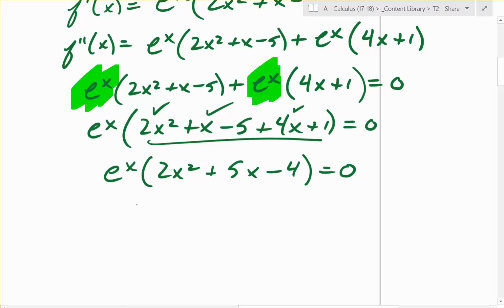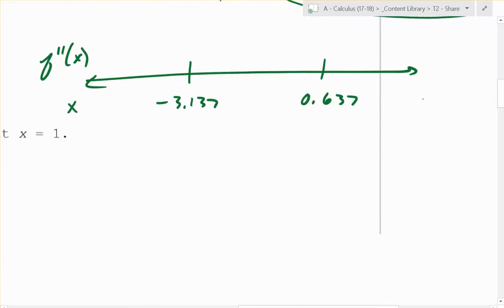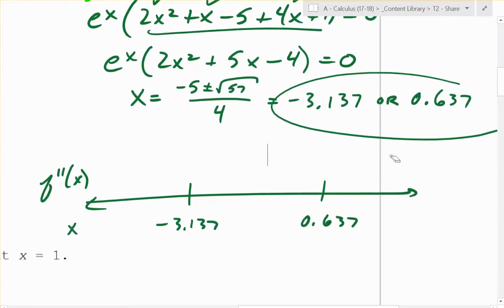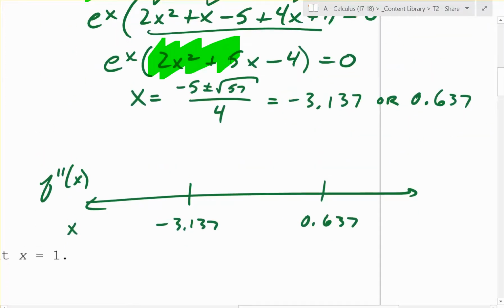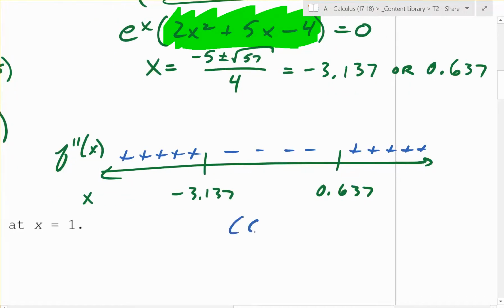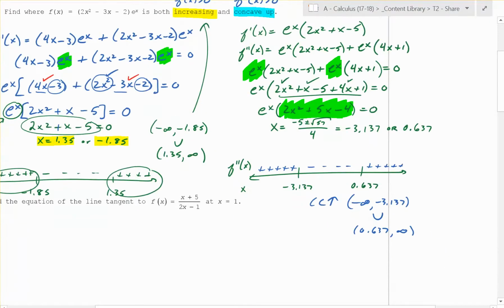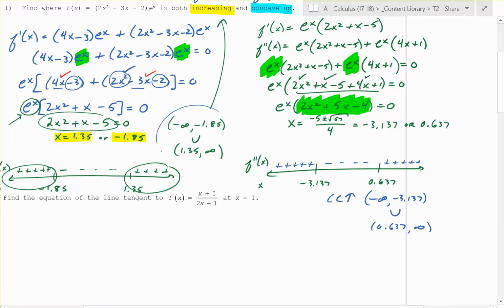It is not, so you're going to need to use the quadratic formula, and you use the quadratic equation to get these two decimals right here. Now we need to know where the second derivative is positive. We really only need to look at this because e to the x is always positive. And if you do, it ends up being positive here, negative here, and positive here. You can use your calculator to test that. So that means it's concave up from negative infinity all the way to negative 3.137 and from 0.637 to infinity. Now you need to look at where both of these things are true. Where are both of these things true? So you have this set and this set.